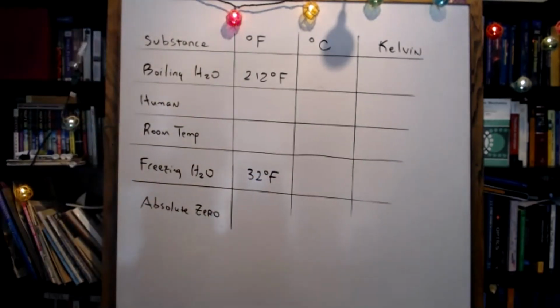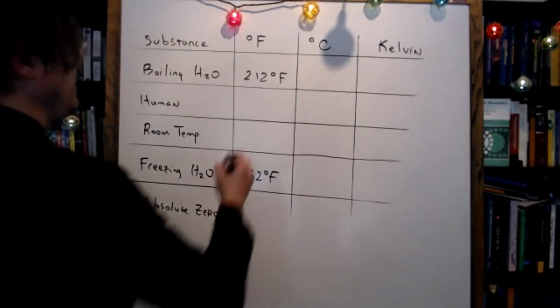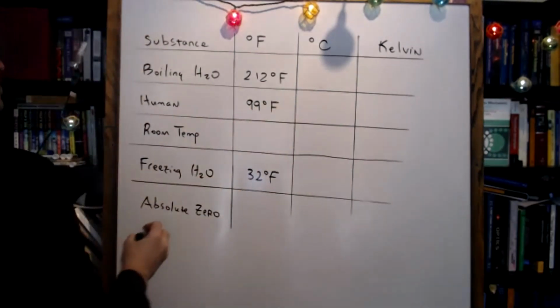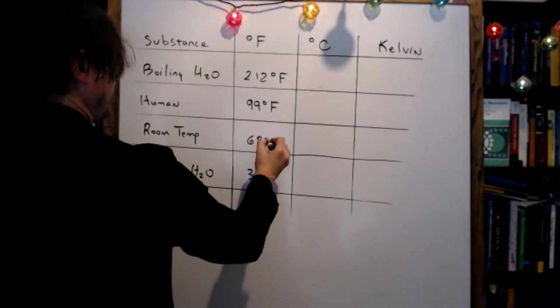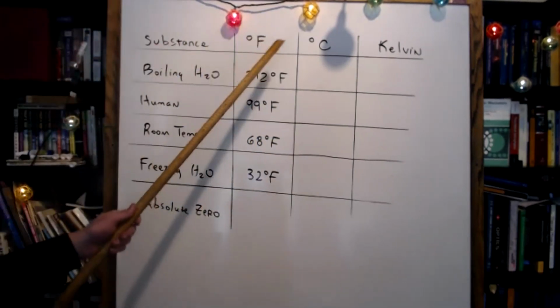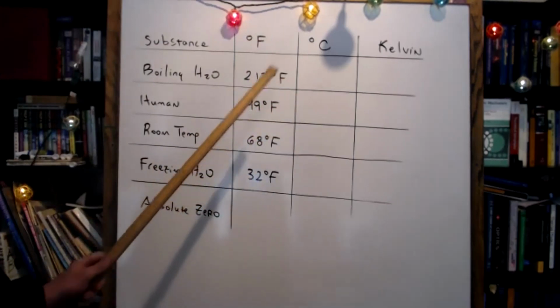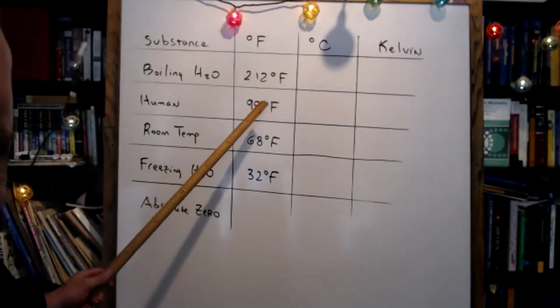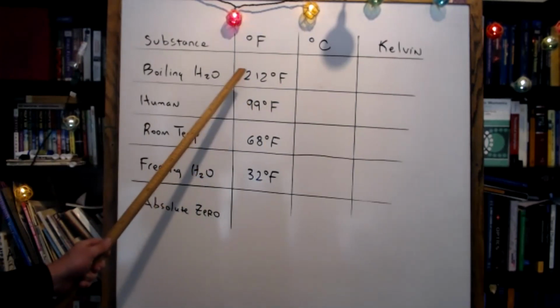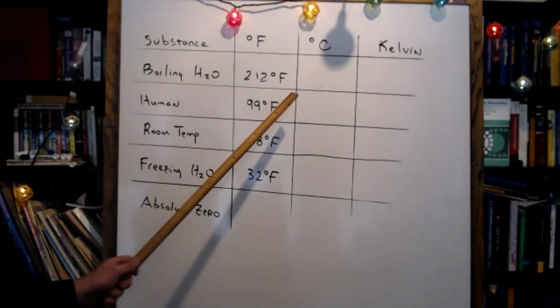If a human being is roughly 99 degrees Fahrenheit, right? Room temperature is maybe 68 degrees Fahrenheit. We'll leave absolute zero alone from now on. Now, Fahrenheit, I don't remember the exact origin of how the Fahrenheit scale was invented, but you'll notice that they pegged a human being to about 100 degrees Fahrenheit, and they did boiling water to 200 degrees Fahrenheit.